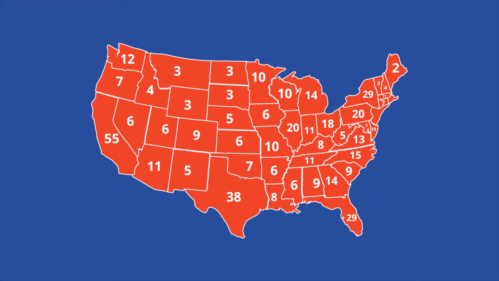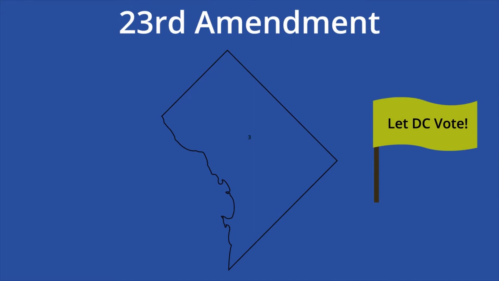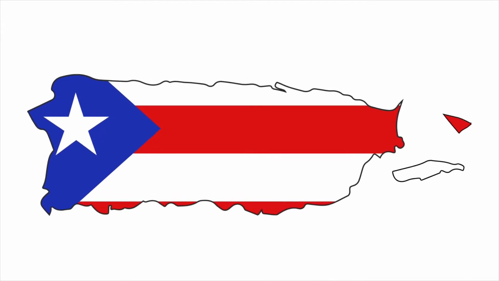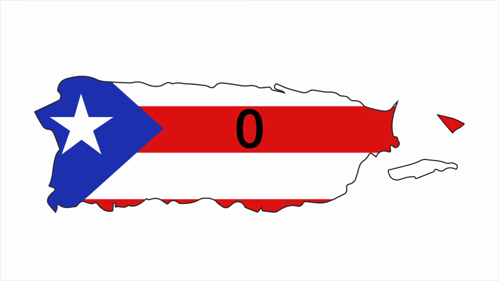Each state receives a number of electoral votes based on its total congressional representation, the number of House representatives and senators combined. Though it is not represented in Congress, the 23rd Amendment gave the District of Columbia 3 electors. Previously, it could not participate in presidential elections. Puerto Rico and other non-state territories do not have any electoral votes. American citizens in these places cannot participate in the general election, though they can vote in primaries.